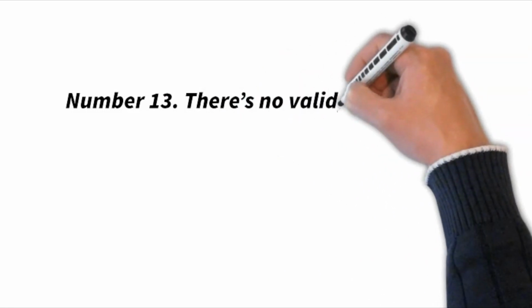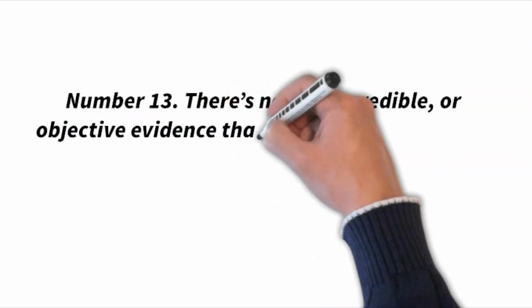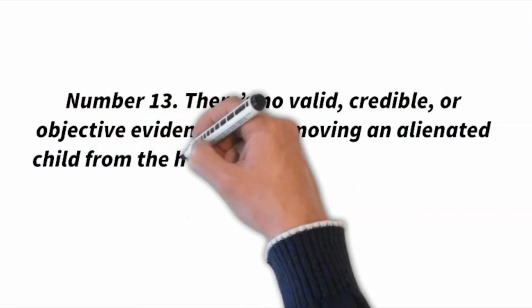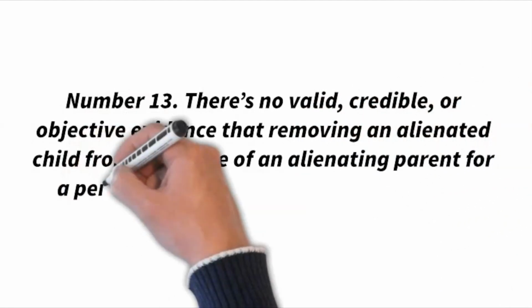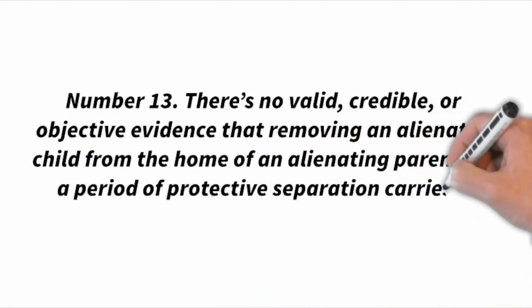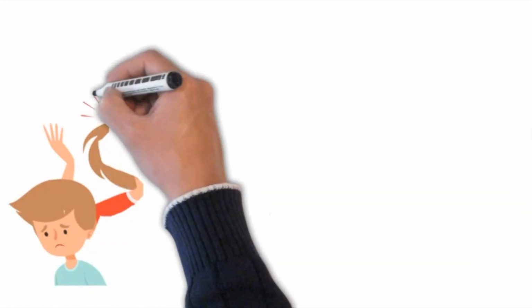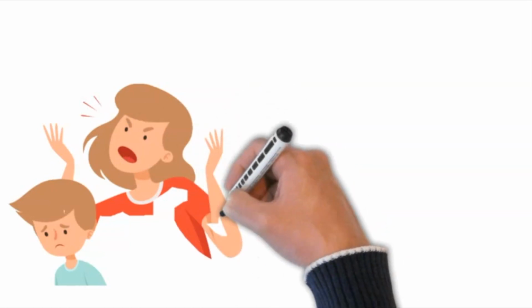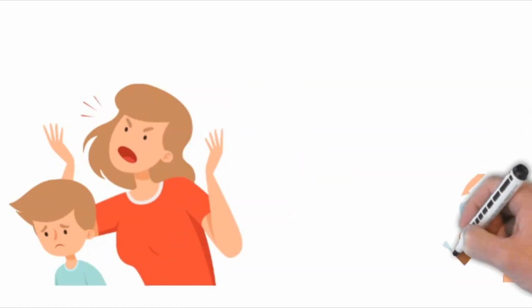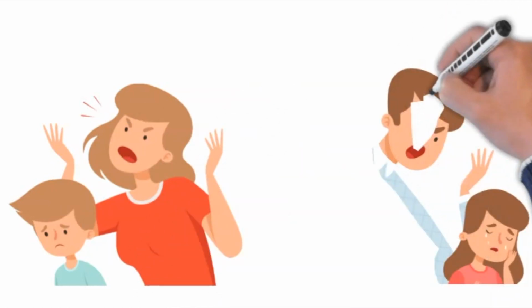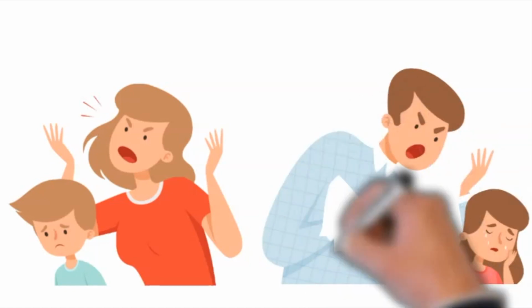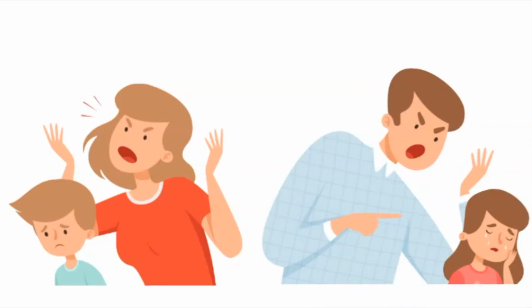Number 13. There's no valid, credible, or objective evidence that removing an alienated child from the home of an alienating parent for a period of protective separation carries a significant risk of substantial harm. In fact, the opposite's true. In almost all severe and some moderate cases of parental alienation, the risks of not protecting the child are much greater than the risks of protecting the child.